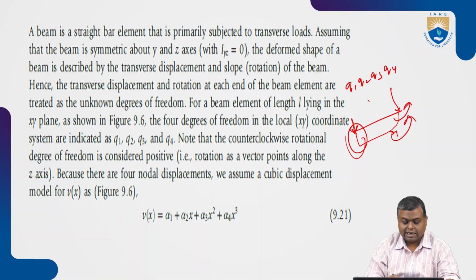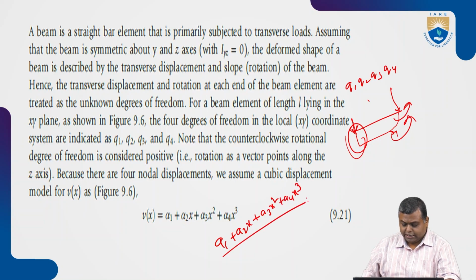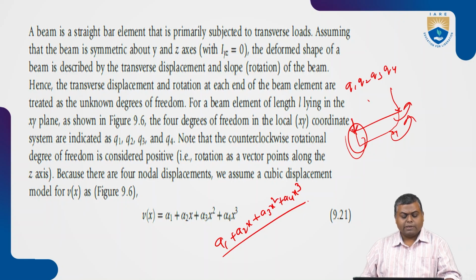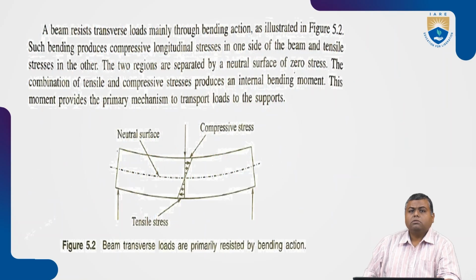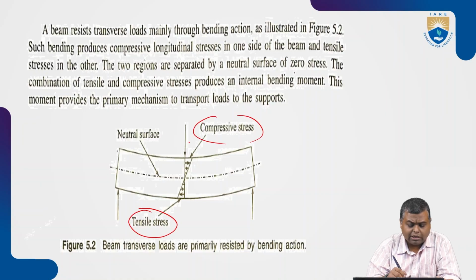Now, if I want to write a cubic displacement equation, I will write it in the form a1 plus a2 x plus a3 x square plus a4 x cube. This equation is a 4-noded displacement equation. Now if you see, this is the surface of the beam. When it is bending, one side will undergo compression and the other side will undergo tension. The neutral surface will be along the axis of the beam.